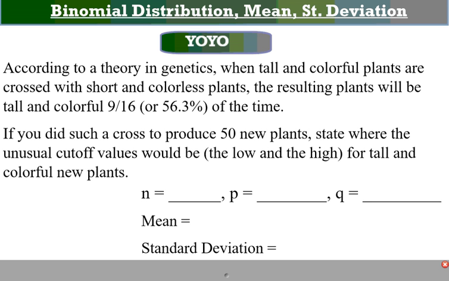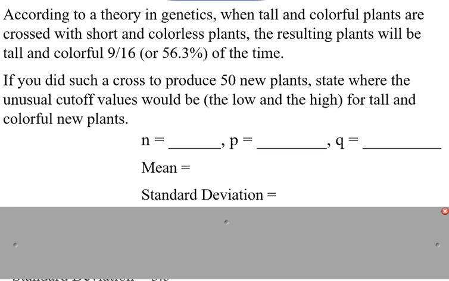According to a theory in genetics, when tall and colorful plants are crossed with short and colorless plants, the resulting plants will be tall and colorful about 56.3% of the time because they happen to be the more dominant. If you did such a cross to produce 50 new plants, state where the unusual cutoff values would be, the low and the high, for tall and colorful new plants, to maybe see if there might be something else going on. So give it a chance. Come back after you've had an opportunity to try it, and we'll see how you did.